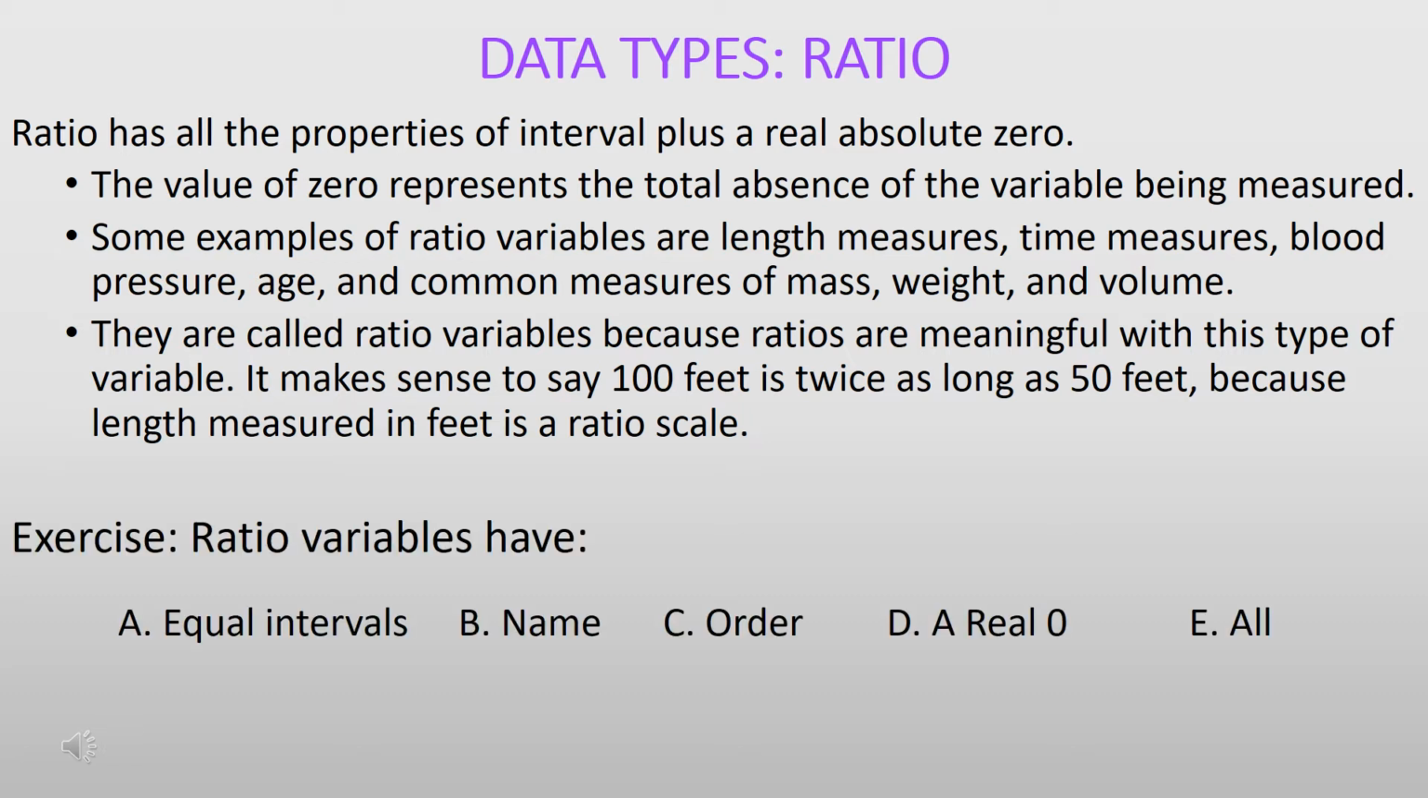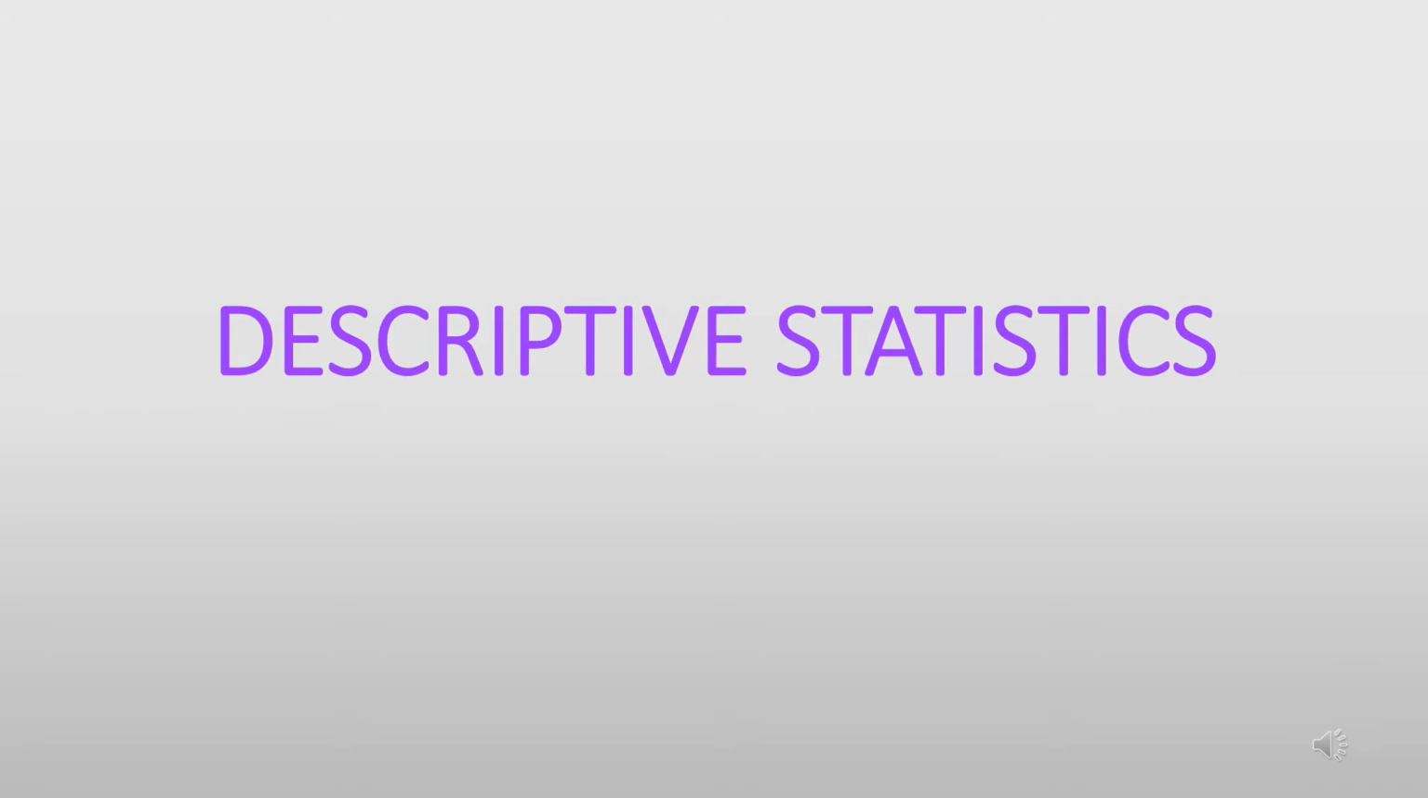Can you answer this exercise? Ratio variables have A, equal intervals, B, name, C, order, D, a real zero, or E, all. The answer is all.